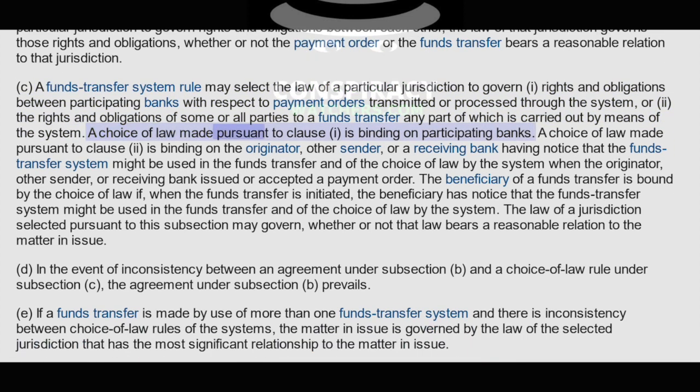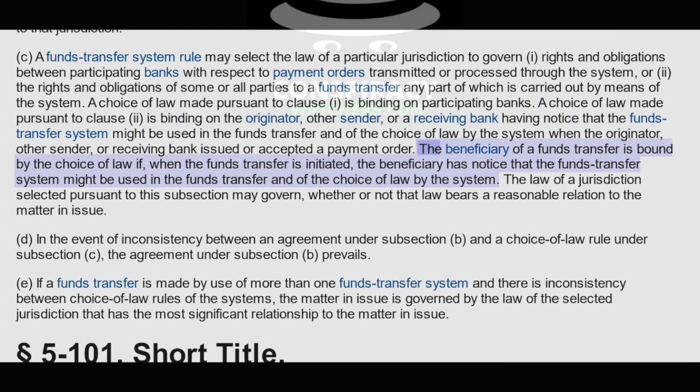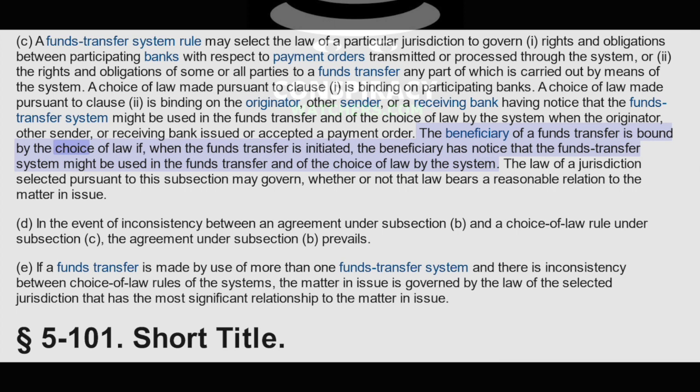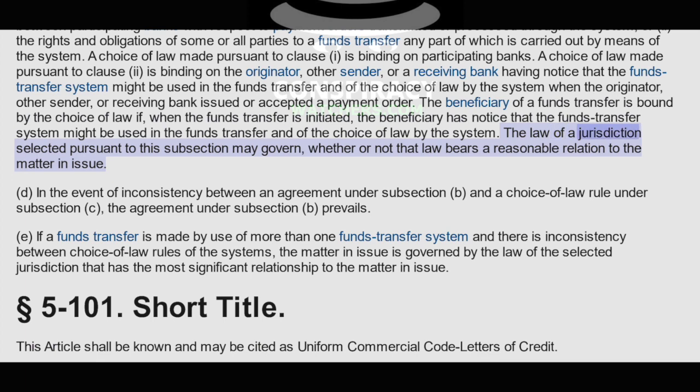A choice of law made pursuant to clause is binding on participating banks. A choice of law made pursuant to clause is binding on the originator, other sender, or a receiving bank having noticed that the funds transfer system might be used in the funds transfer, and of the choice of law by the system when the originator, other sender, or receiving bank issued or accepted a payment order. The beneficiary of a funds transfer is bound by the choice of law if, when the funds transfer is initiated, the beneficiary has noticed that the funds transfer system might be used in the funds transfer, and of the choice of law by the system. The law of a jurisdiction selected pursuant to this subsection may govern whether or not that law bears a reasonable relation to the matter in issue.